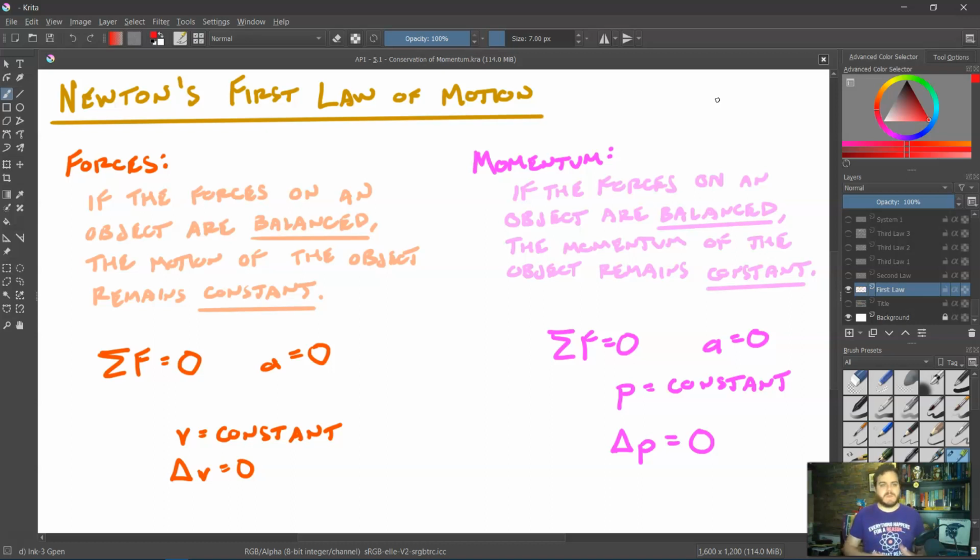So as a brief reminder, when it comes to forces, Newton's first law of motion tells us if the forces on an object are balanced, the motion of the object remains constant. By balanced, we mean there's no net force, there's no acceleration, the velocity is constant, so delta v is equal to 0. And in terms of momentum, really just a minor tweak. If the forces on an object are balanced, the momentum of an object remains constant. So rather than having v is constant, it's going to actually be p is constant, because p is simply equal to mv. So if there's no change in velocity, there's going to be no change in momentum too.